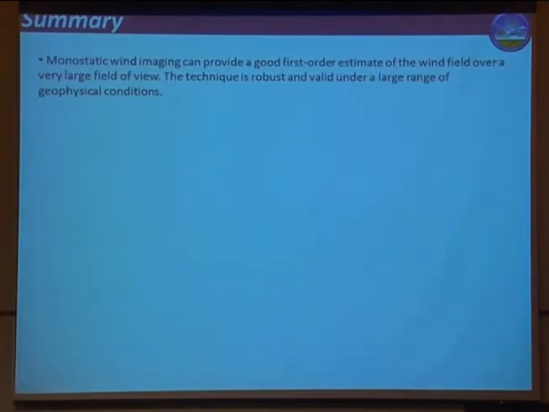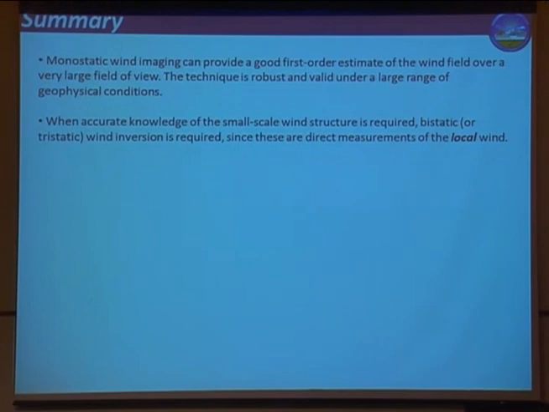So I'll sum up. Monostatic wind imaging, we found, is a reliable technique. It works under a large range of conditions, and the structures that we've been seeing all this time really are there in most circumstances. However, sometimes there's just too much structure in the wind field, and the monostatic technique can't capture it. And so in those cases, we need direct local vector measurements of the wind. And so in those cases, bistatic or tristatic, if you've got it, are really essential.